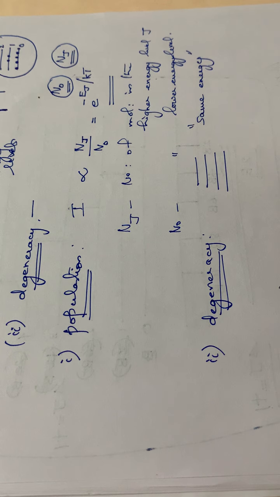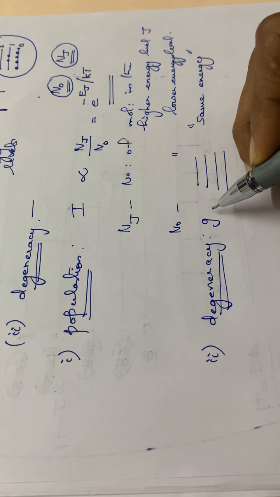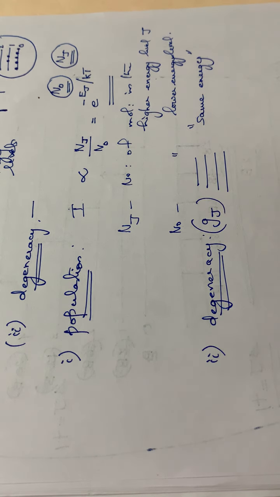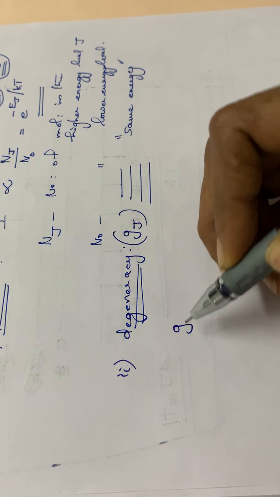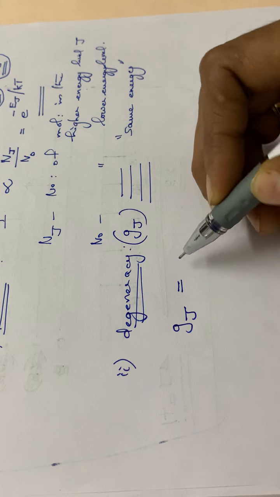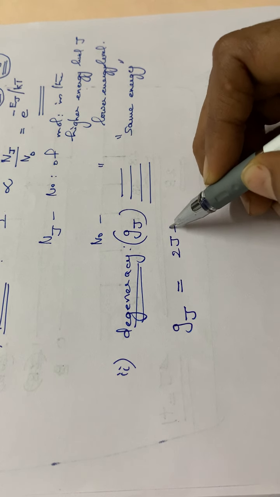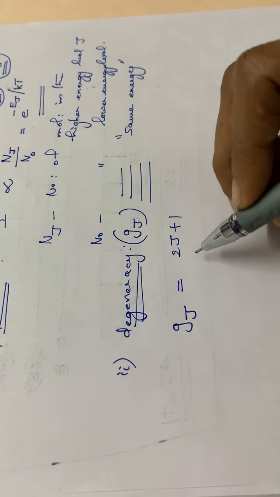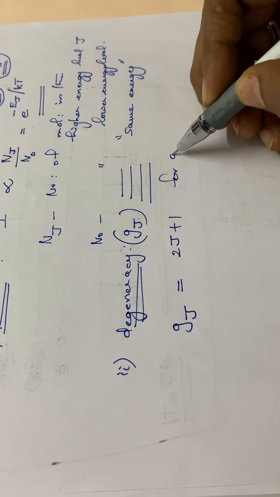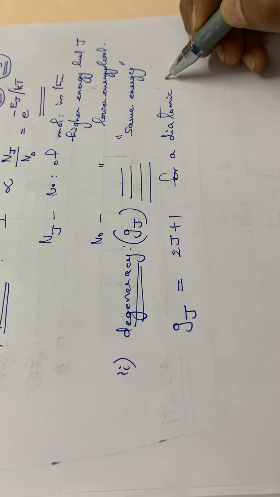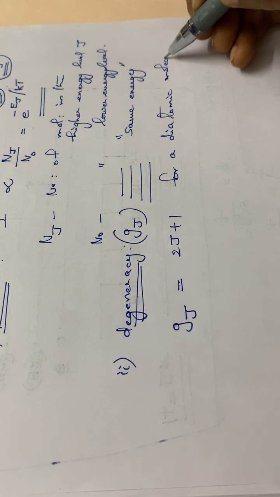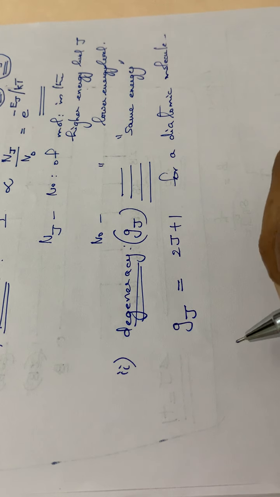For a diatomic molecule, the degeneracy is normally denoted by the letter Gj. Okay, Gj. And for a diatomic molecule, the degeneracy is given by Gj equal to 2J plus 1, where J is the rotational quantum number.